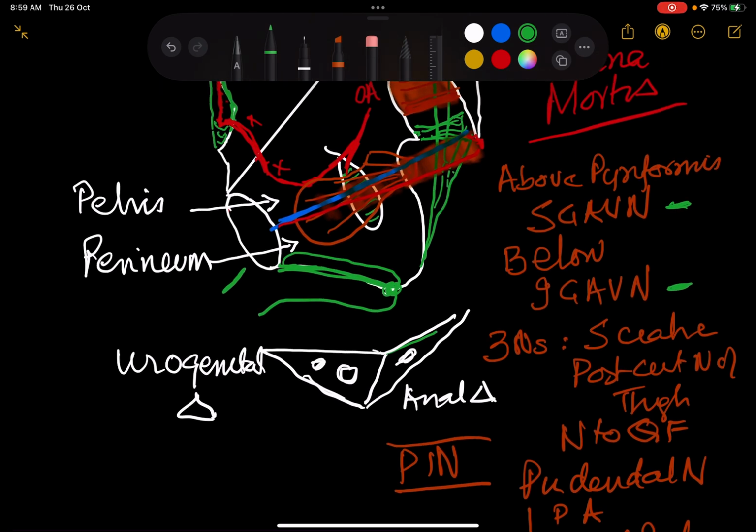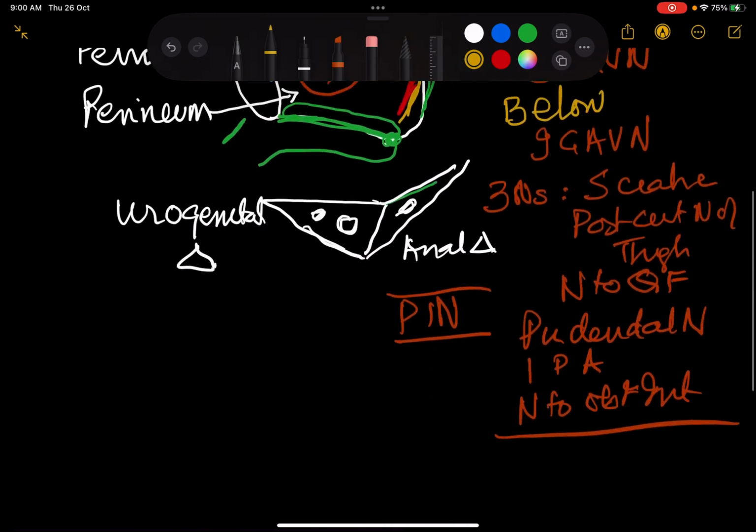What passes through the lesser sciatic notch? The obturator internus passes out through the lesser sciatic notch. And the PIN structures, the pudendal nerve, the internal pudendal artery, and the nerve to obturator internus. These are the three structures that enter through the lesser sciatic notch.